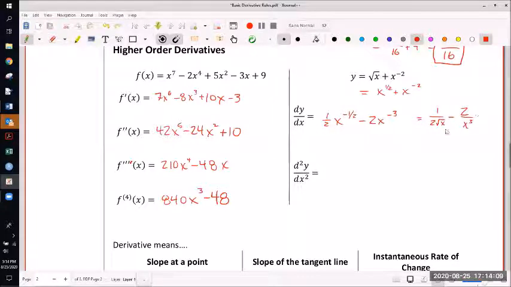Now, that's not necessarily the form you're going to want to use to find the second derivative, though. We'll stick with this. So we'll get a negative 1/4, negative 1/2 times 1/2, x to the negative 3/2, negative 1/2 minus 1 is negative 3/2, plus 6x to the negative 4th. Okay?